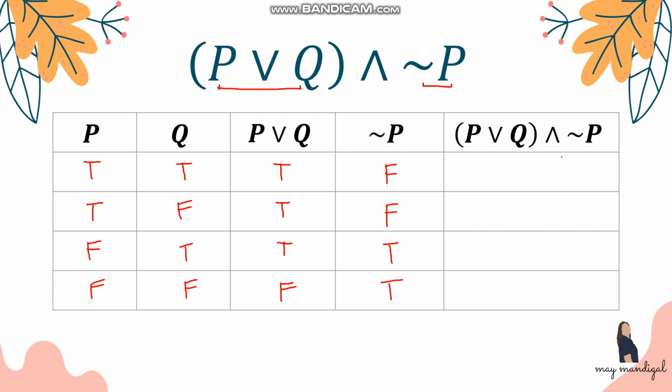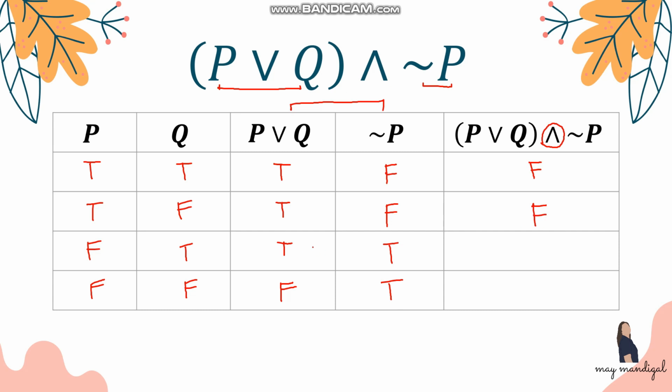And then lastly, let's try to get the conjunction of these two statements here. Since the operation here is this one, we have true and false. So that means the conjunction is false. Remember the rules in conjunction: the only time that it will be true is when both the statements are true. So we have another true and false here, so that means the conjunction is false.